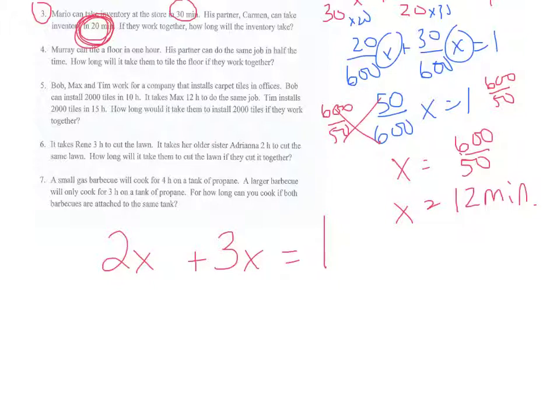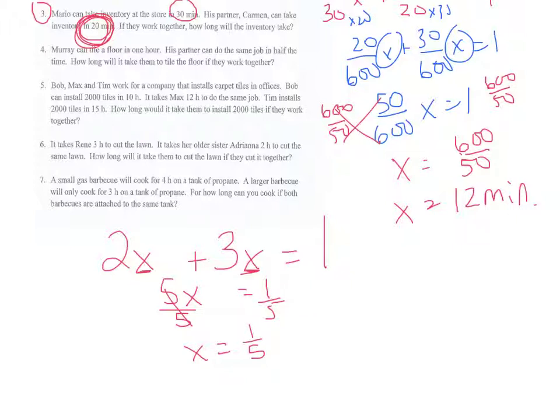So this will be the same idea. We'll have, sorry, not common denominators, like terms, add them together. We get 5 over 5x equals 1. We want x by itself. Divide by 5 on both sides. And then we have x equals 1/5.